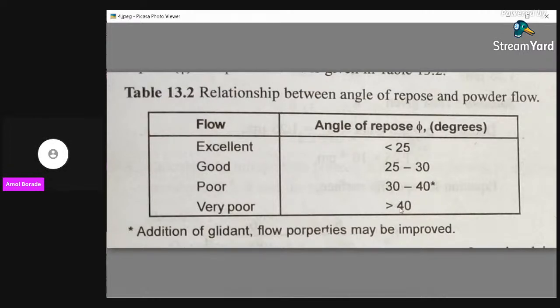An angle greater than 40 means very poor flow properties. Here you can see the addition of glidant is going to improve flow properties. So what do we want? We want the powder to give us excellent flow properties. It is obvious what we want: the angle of repose of our powder should be lesser than 25 degrees. So this is what we want.